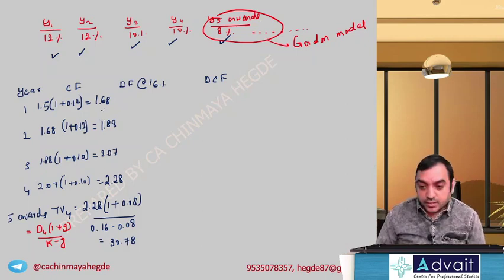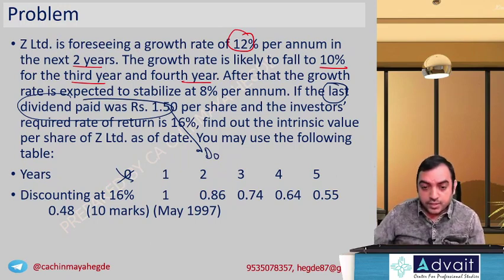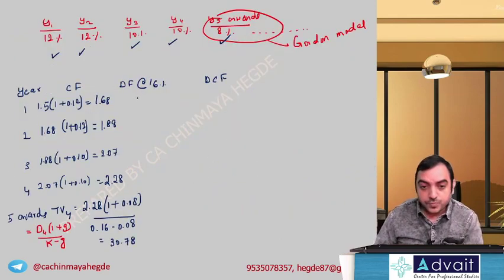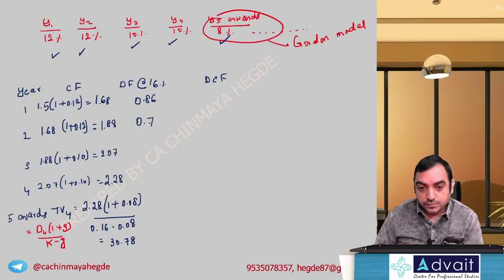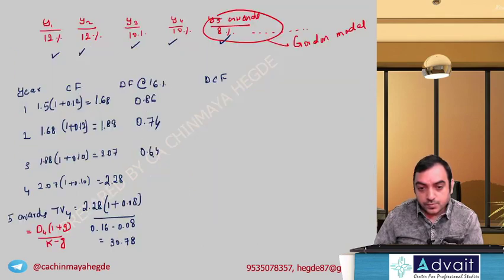Okay, discounting factor at 16%. They have given, make use of it. Year 0 don't use. That's today's value. That's, I think, a small alignment issue here. Just the alignment. Yeah. Don't use year 0. Year 0 is today's value. Use from year 1 onwards. 0.86, 0.74, 0.64, 0.55.